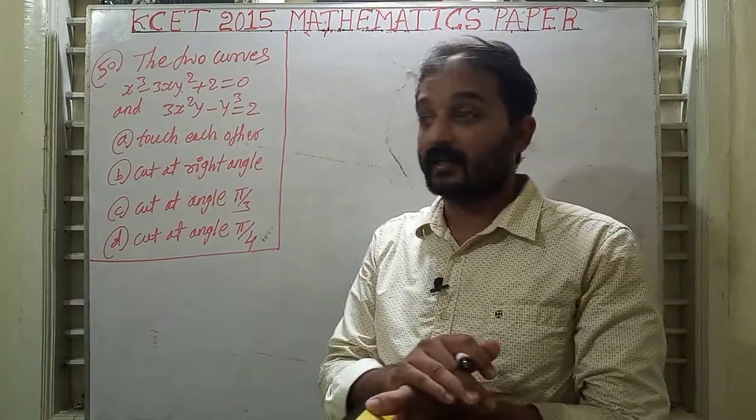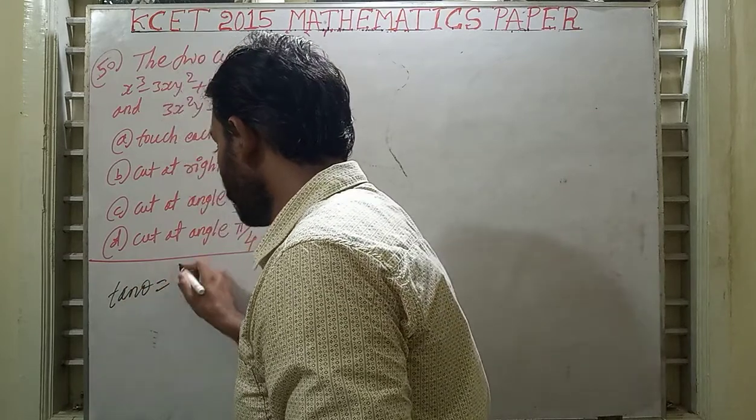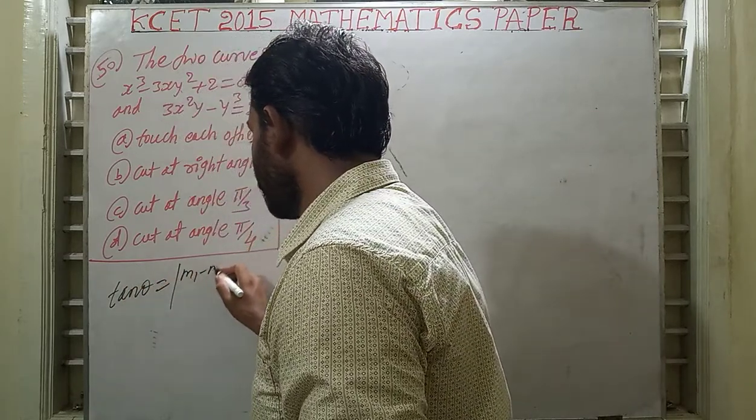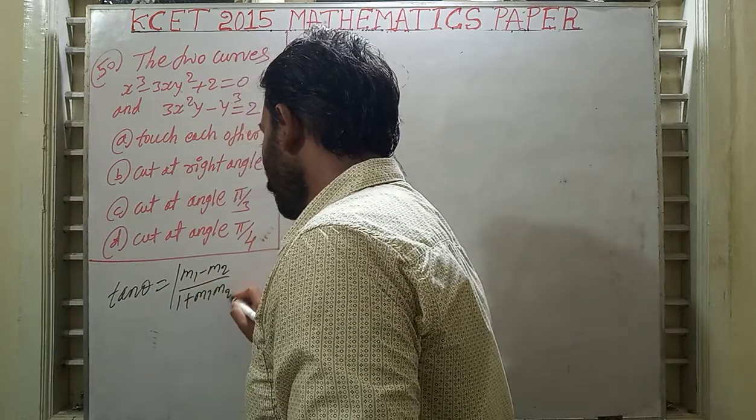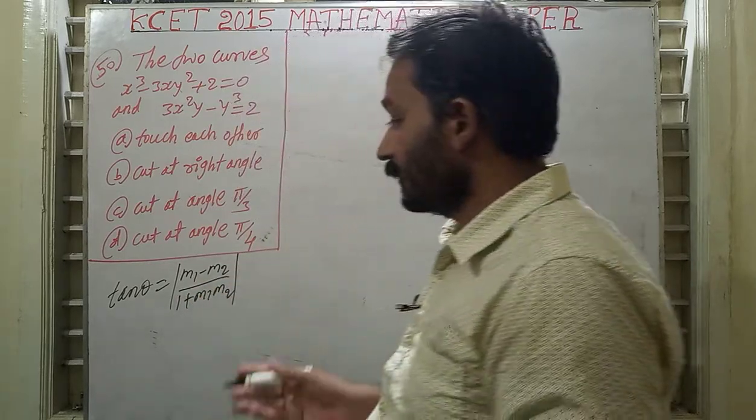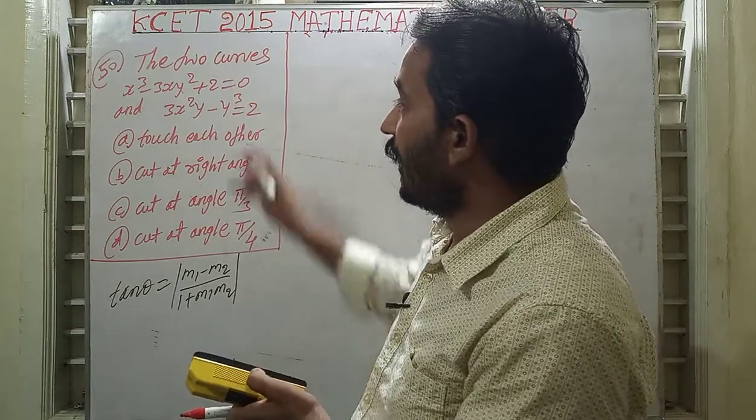Tan theta is equal to modulus of (m1 minus m2) divided by (1 plus m1 into m2). We have to find the angle between the lines using their slopes. So using this formula, we have to find the angle between them.